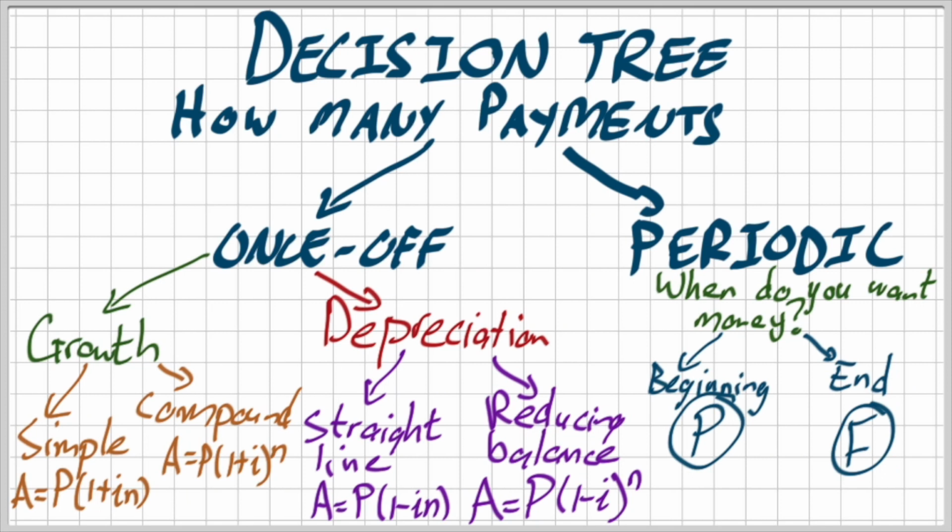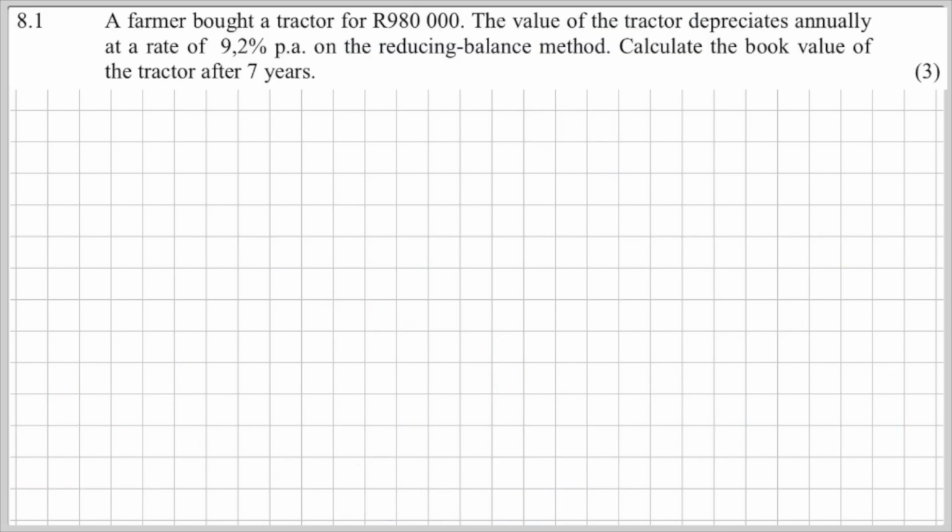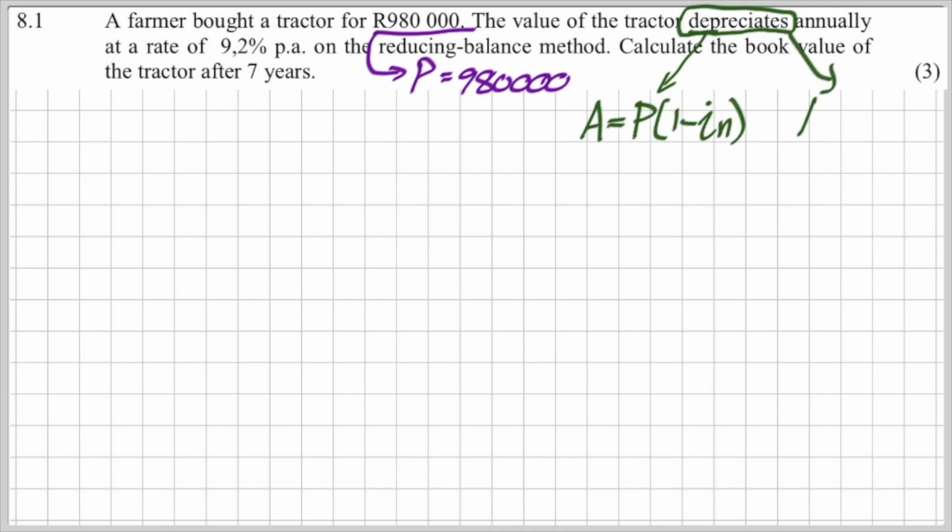So when we look at question 8.1, it says here a farmer bought a tractor for 980,000. So he buys it now, so that's my present value. It could also be seen as the cost price. The value of the tractor depreciates. So automatically I've got one of two choices, either straight line or reducing balance, one of the two. See how I've eliminated all the other formulas on my formula sheet.